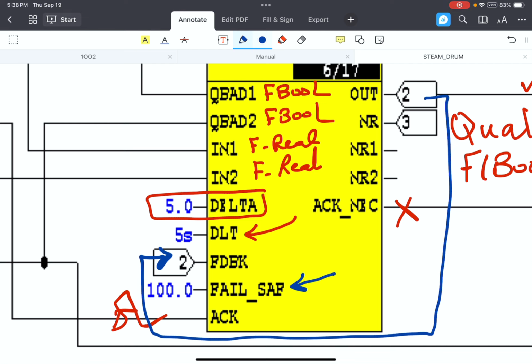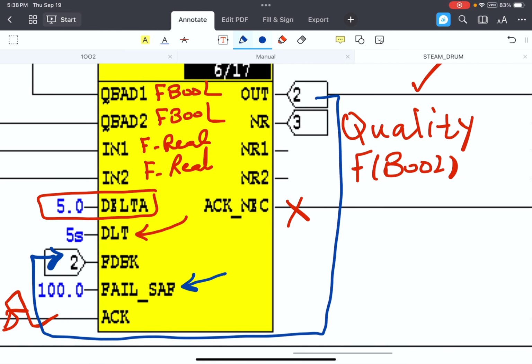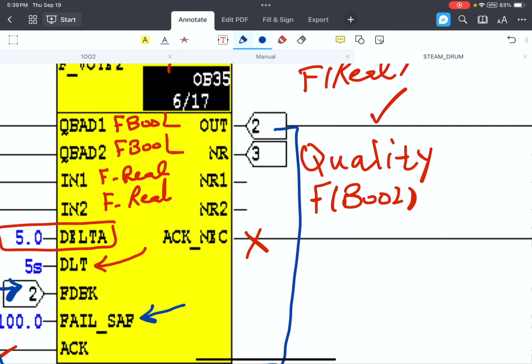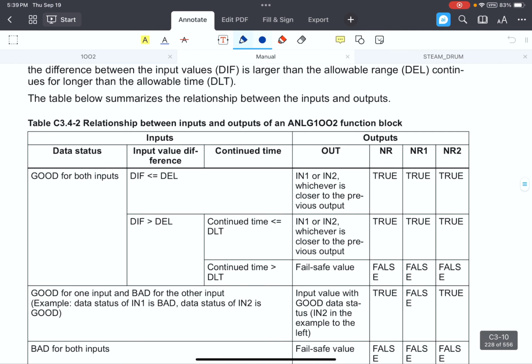We have a failsafe value and an acknowledgement, in order to acknowledge when the shutdown happened and the source of shutdown is getting normal, and if we want to reset and acknowledge the alarm and make the reading back to normal. So these are the main parameters. Let us focus on this chart, how we implement it.